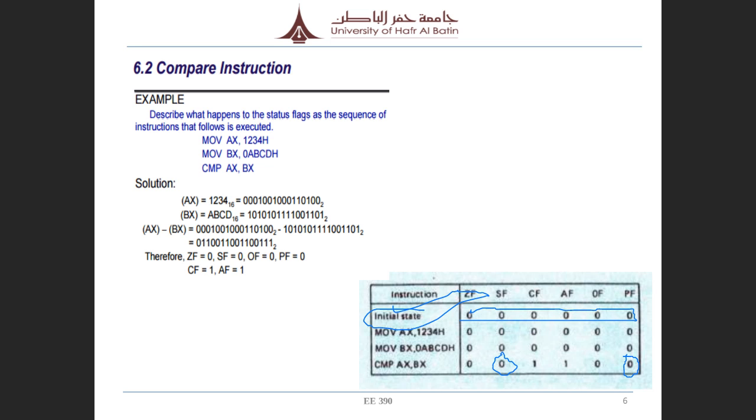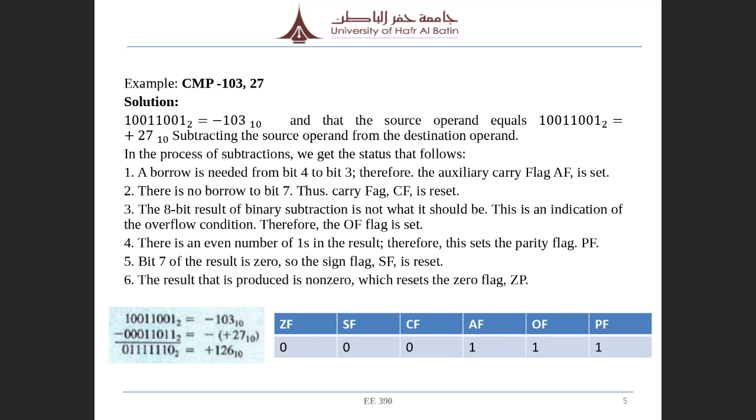Like the previous one here: minus 103 comma 27. That means you are comparing minus 103 with 27. What is minus 103? First of all, what is 103? And do the twos complement. It will be minus 103. So this one is minus 103. Then 27, this is the 27. Then we do the subtraction, but you know the parity flag.